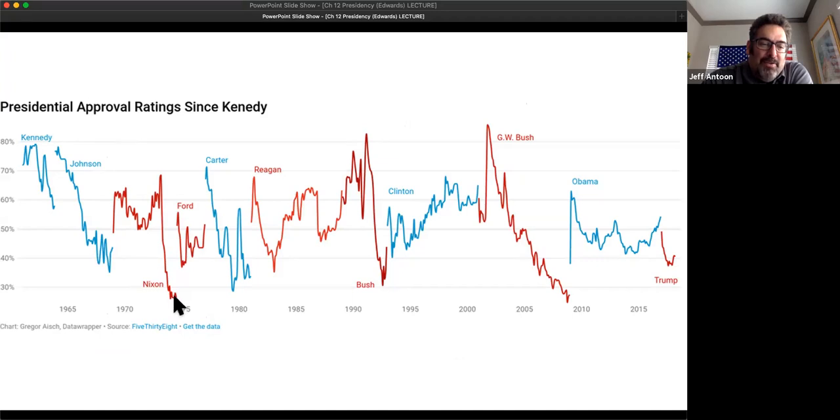Look at Nixon, down to 30%. Ford, I'm surprised. Carter, again, lower. Reagan, he ended up almost higher than he started. And then Bush ended up lower. Clinton, look at this. He ended up higher than he started. The man was impeached. George W. Bush, 9/11, boom. All the way down to the end because of the economy. Obama, rescuing the economy. Obamacare, kind of the same. He ended up higher than he started. And Trump started out less than 50%, and now he hovers around 40 to 45%.